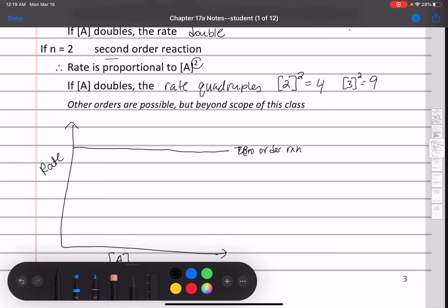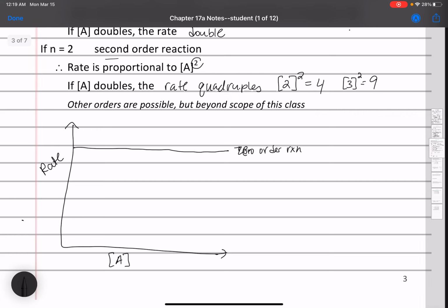For a first order reaction, all right, as we increase the concentration, the rate is going to increase as well in a linear fashion. So as we increase the concentration, this is a first order reaction. We get a straight line. They are directly proportional.